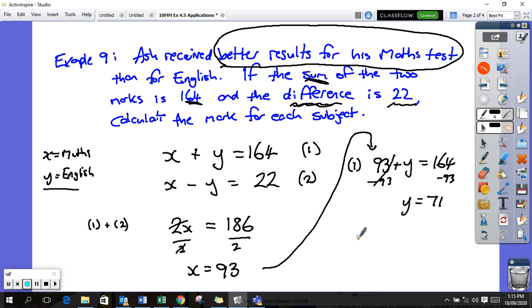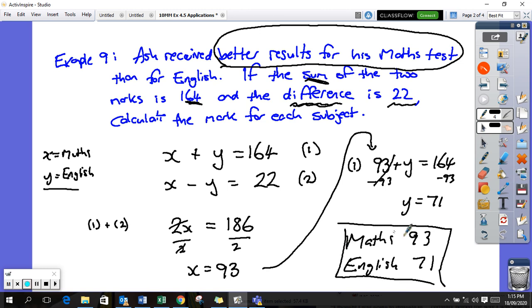So now we answer the question. Very important you answer the question. So maths was 93, English was 71. Okay, that's our answer to the question. You need to make sure you're answering the questions. Okay, so they were reasonably easy to form, those equations. Once we got the equations, we're just using one of the methods, in this case the elimination method.